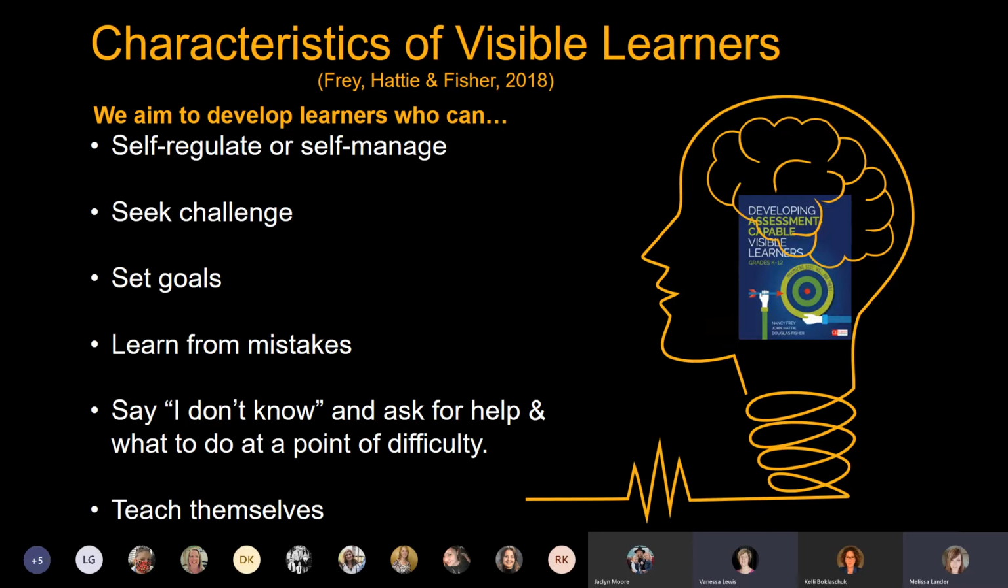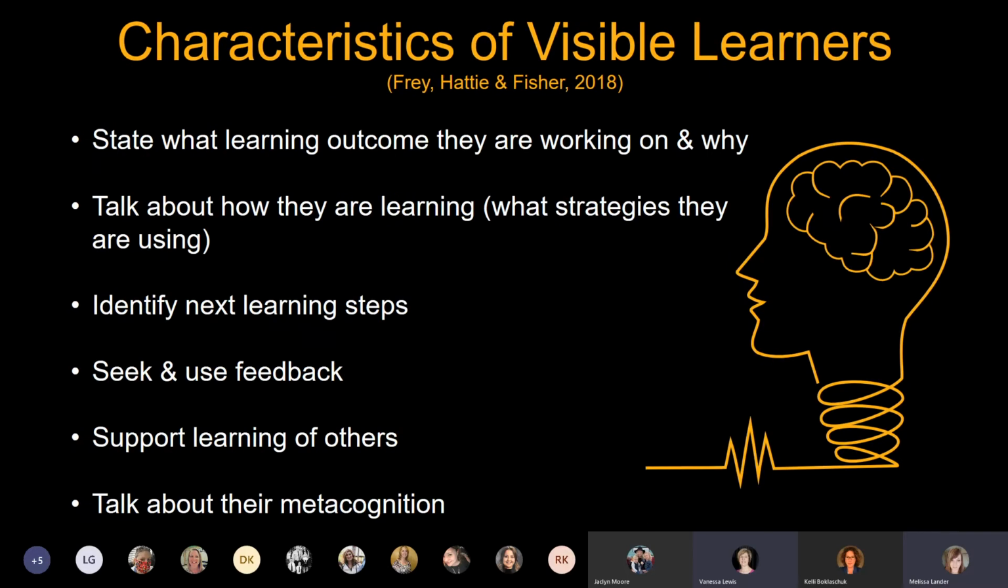Essentially, assessment capable, visible learners are learners who can self-regulate or self-manage, seek challenge, set their own goals, learn from their mistakes, ask for help when needed, and be able to teach themselves as well.